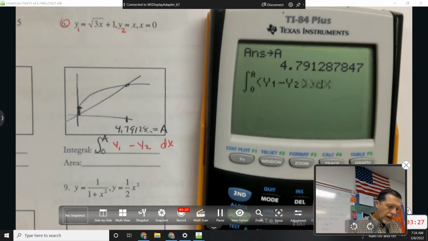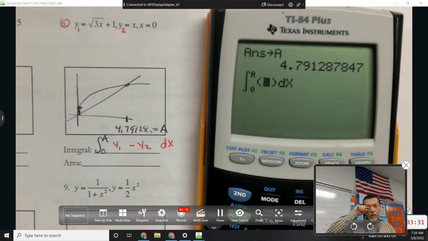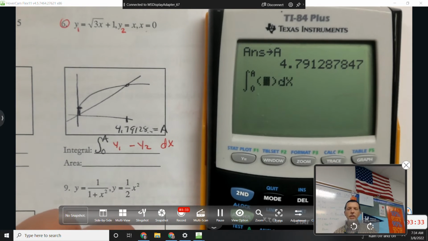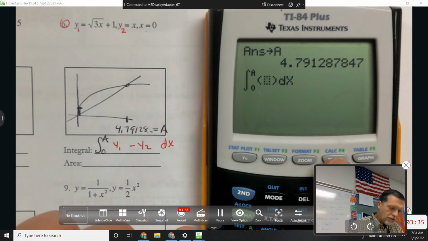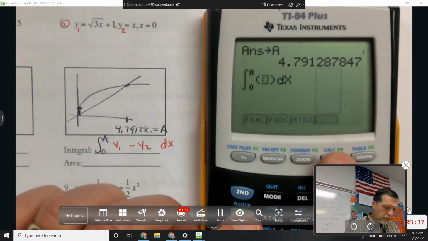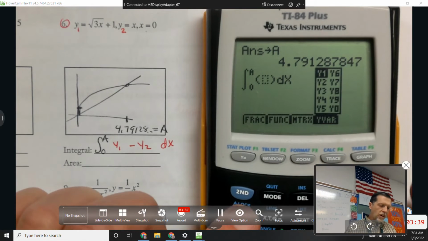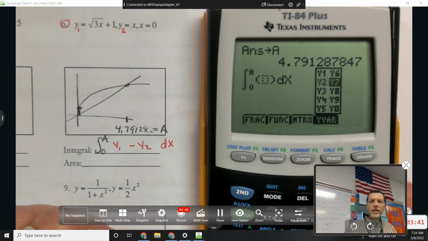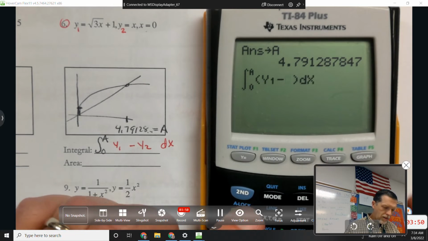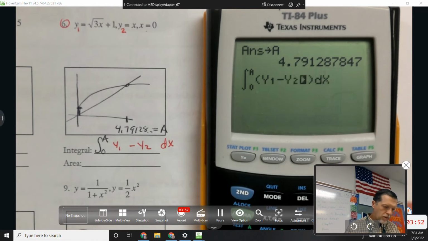Oh, by the way, someone later yesterday showed me an easier place to find the Y variables. It's F4 or F5, I don't remember. F4. So if you go alpha F4, you immediately get your Y variables. So that's kind of convenient. So this one was the integral of Y1 minus Y2 dx.